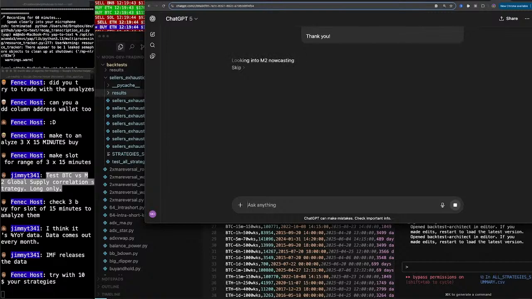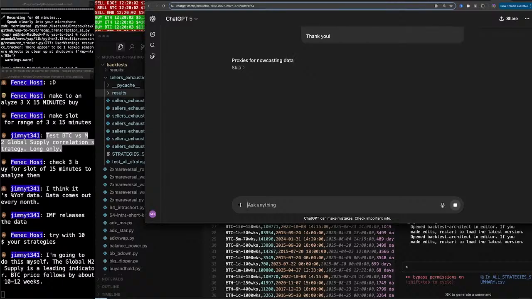Fennec, you're not making sense right now, actually. So make slot for a range of 3 times 15 minutes. Check 3 buy for a slot of 15 minutes to analyze them. Try with $10 your strategies. That isn't making any sense, no offense. I'm going to do this myself.